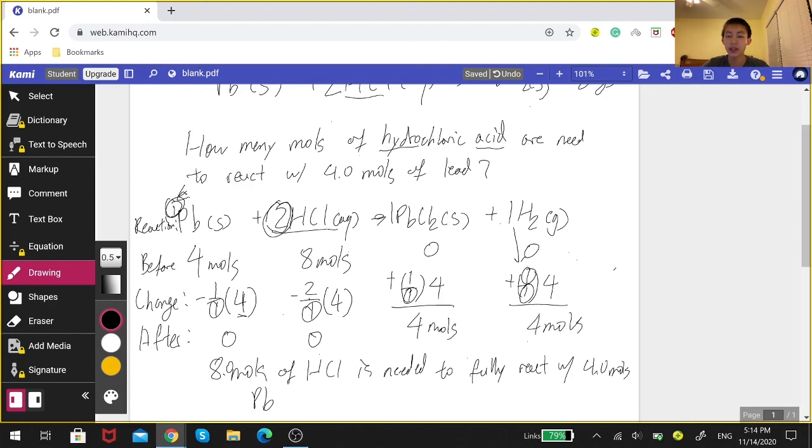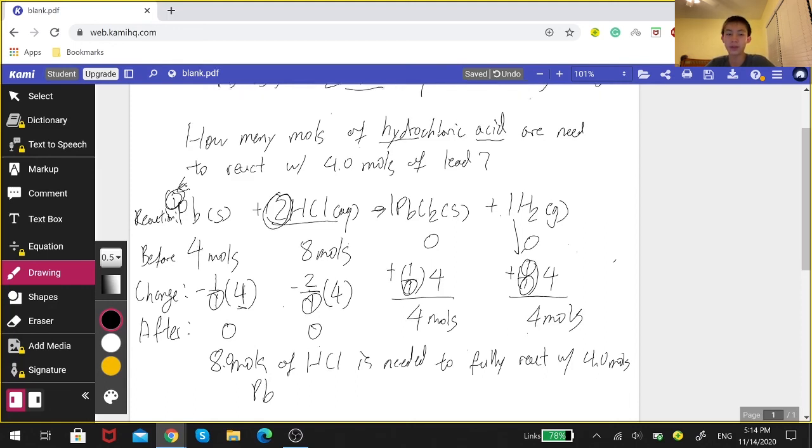So in this reaction with 4 moles of lead, you'll need 8 moles of hydrochloric acid in order to make the reaction occur, in order to fully use up all 4 moles of the lead, and your products will be 4 moles of PbCl2 and 4 moles of H2. Thank you for watching.